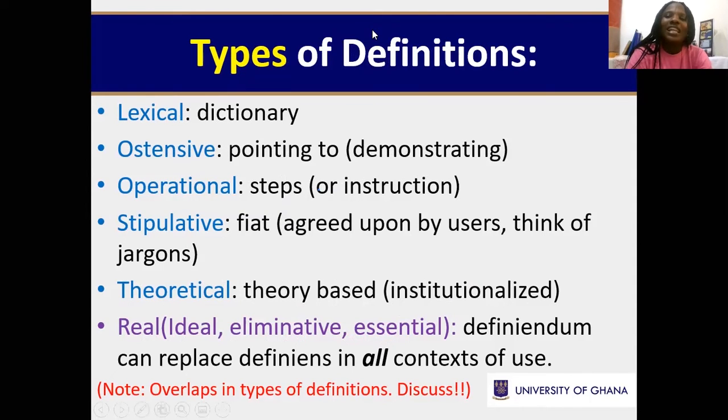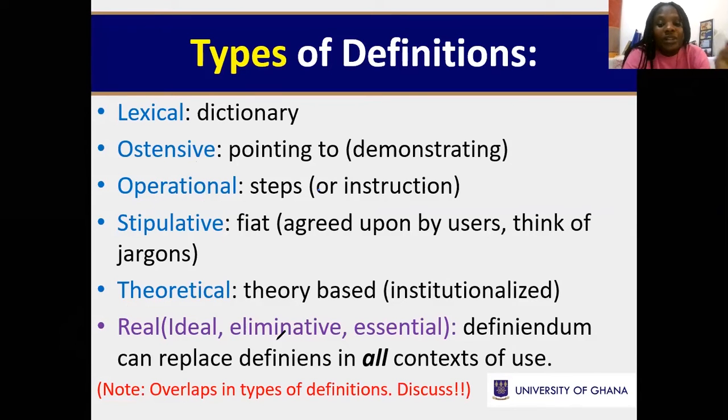Okay. Then comes the last type of definition, which is actually the real definition. So on your screen, you see that, highlight that, the real definition. It means then that all the ones we have looked at so far are not real. They have problems with them. What would constitute a real definition? See the other names it has. I call them surnames and middle names. There's an ideal definition, eliminative definition, essential definition, all describing the type of definition that we will label as what? Real definition. How would you distinguish a real definition from the others so far?